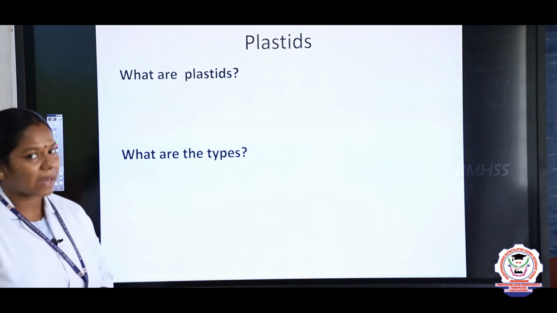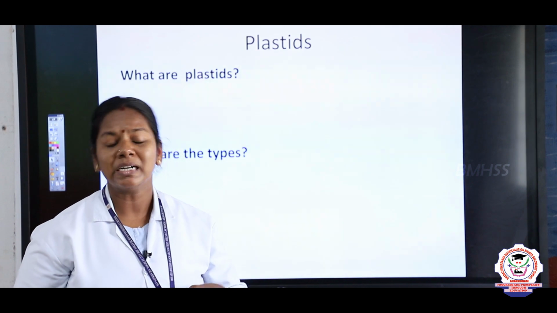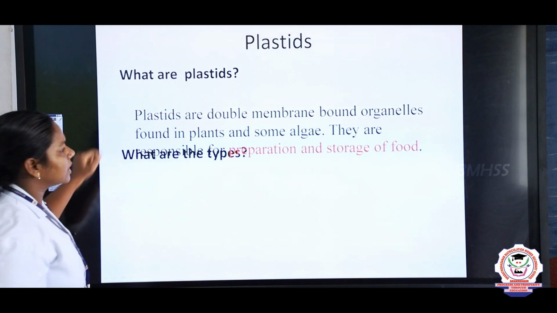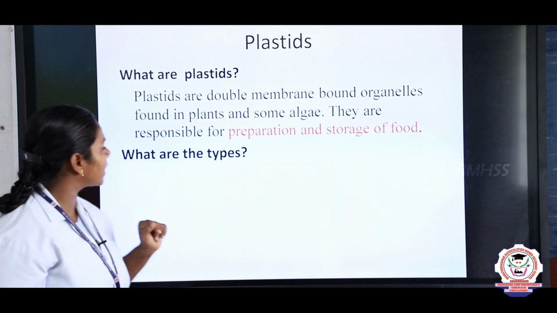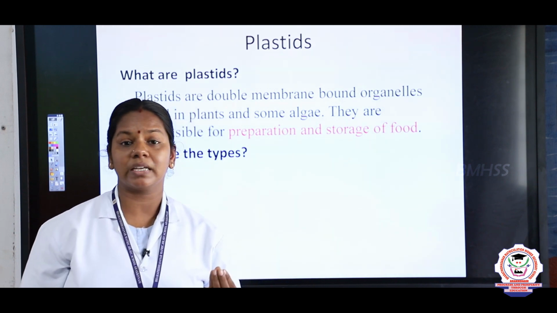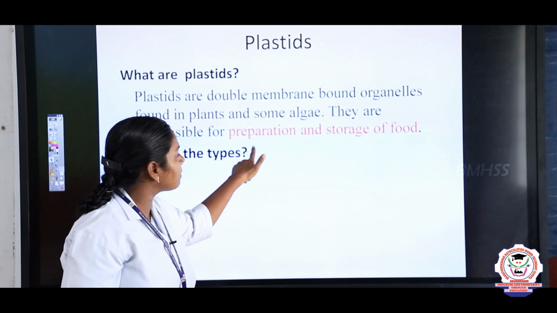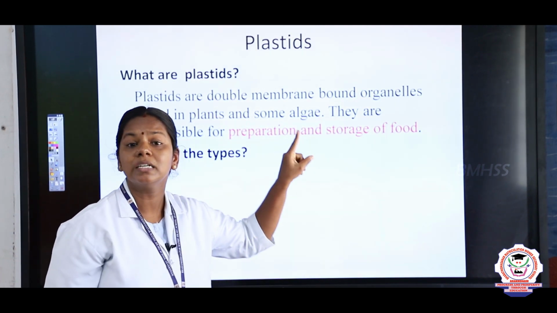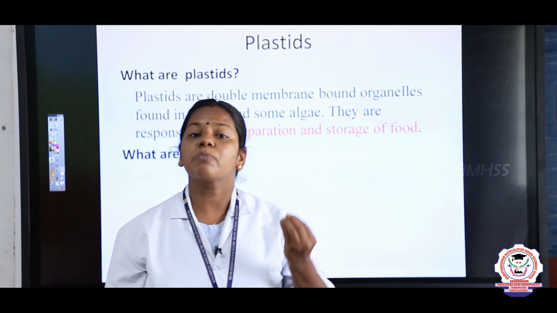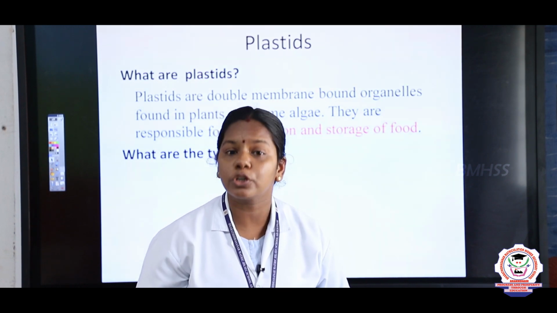So what are plastids? Plastids are the organelles present inside the plant cell. Plastids are double membrane bound organelles found in plants, and all the green color plants have the plastid chlorophyll, right? And what is the main function of the plastids? Their main function is preparation and storage of food. What do we call the preparation, children? The process by which the plant prepares its food with the help of sunlight is called photosynthesis.